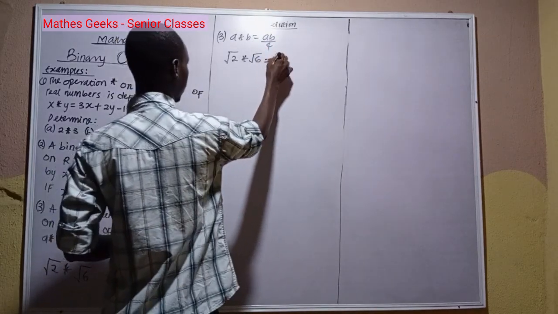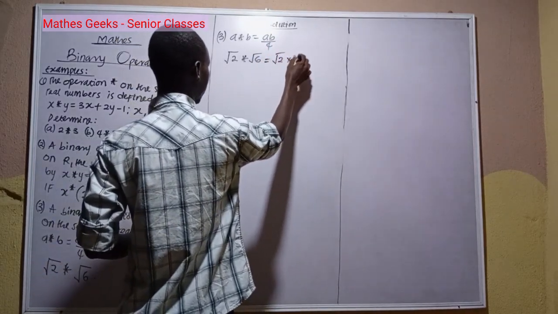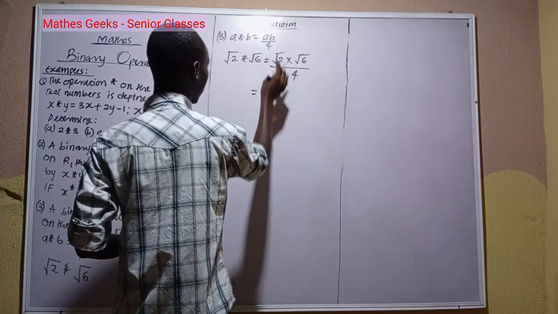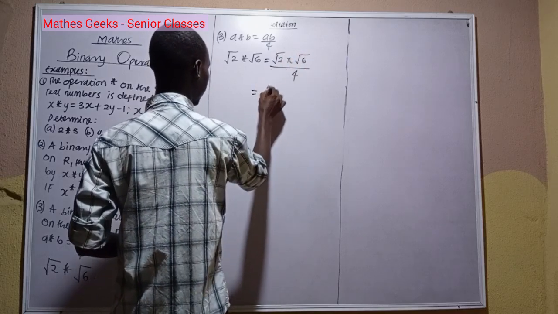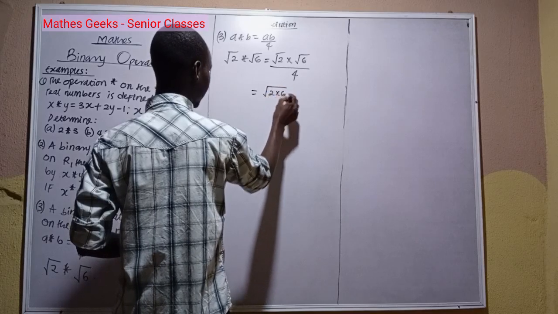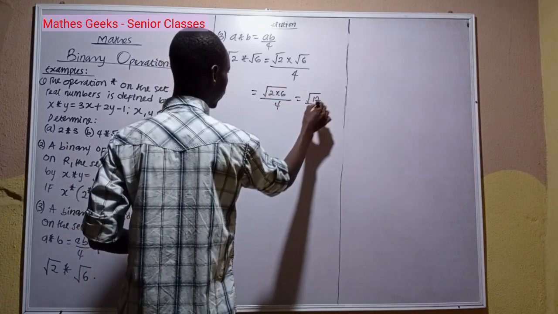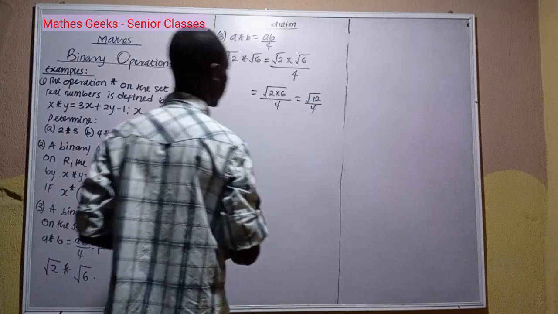So this will give us root 2 times root 6 over 4. Root 2 times root 6 is root of 2 times 6, over 4, which equals root 12 over 4. So that's our answer.